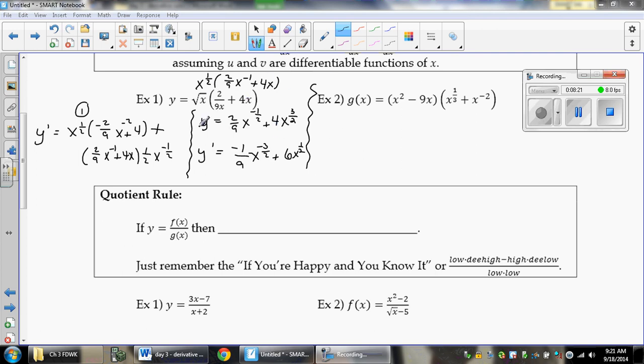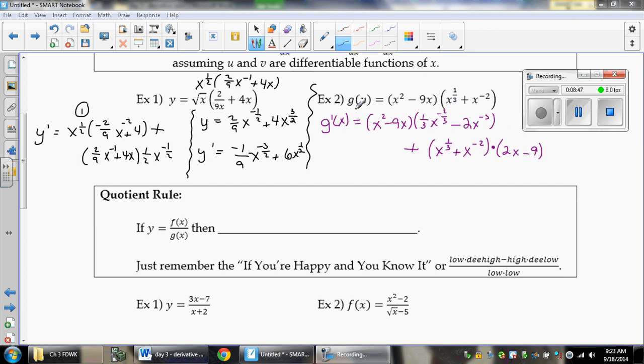So if we distribute and then add the exponents, we get y equals 2/9 x to the negative 1/2 plus 4x to the 3/2. Using the power rule, we end up with that. So make sure that you understand that part. And then I want you to try example 2 on your own, and I would definitely use the product rule. Don't FOIL it out. If you want to, you can, but I probably wouldn't. So use the product rule, pause, and come right back.